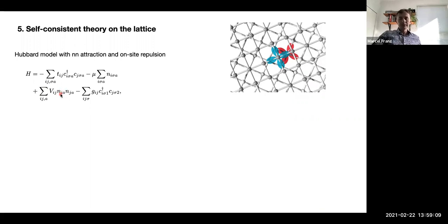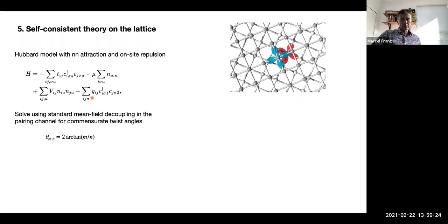nearest neighbor sites. And we just apply this model for this double layer structure with some tunneling between the 2 layers given by this G matrix element. And I will comment on that in a moment.